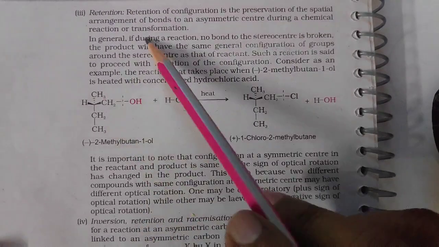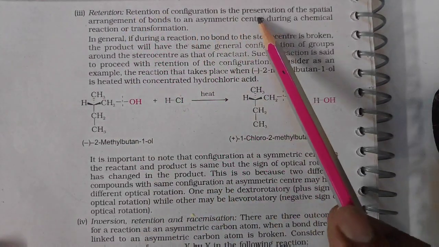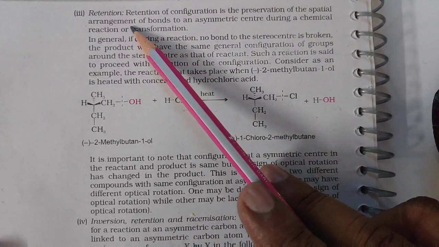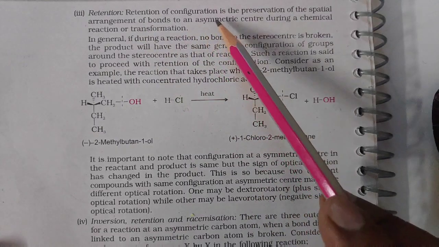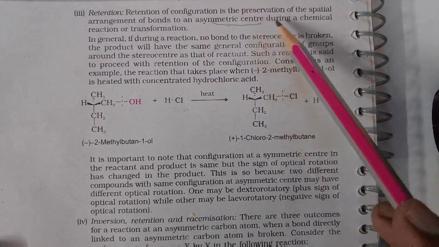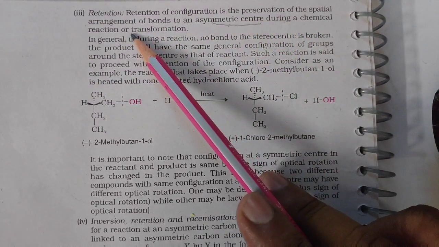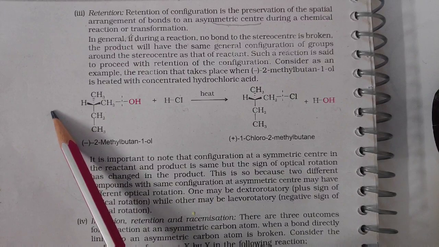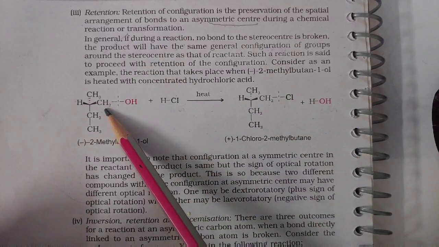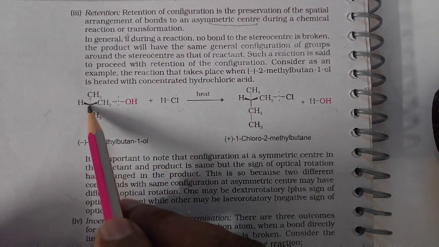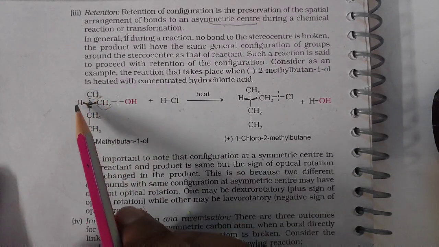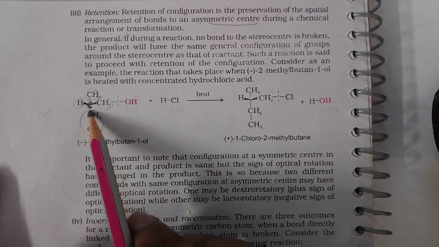What is written here? Retention. The retention of configuration is the preservation of a spatial arrangement of bonds to an asymmetric center. Asymmetric center means a carbon in which all the groups must be different, during a chemical reaction or transformation. In this case, if you see, this is your asymmetric center carbon. All the groups are different, that's why it is asymmetric.